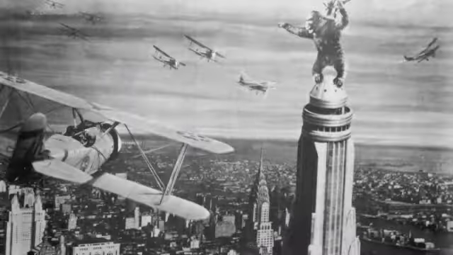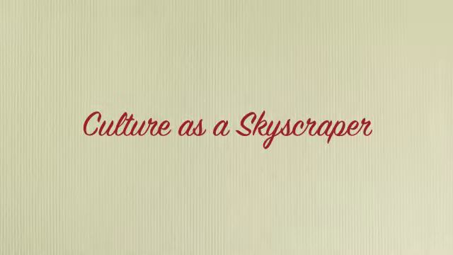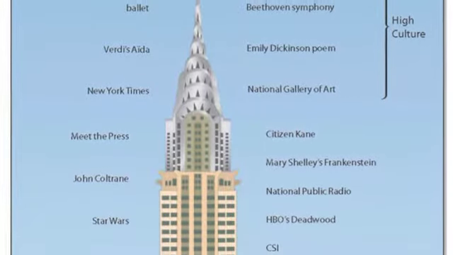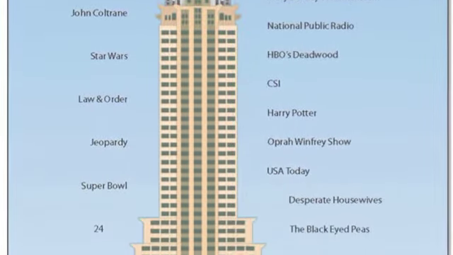Now let's look at contrasting metaphors for the way culture operates in our daily lives. Culture as a hierarchy represented by the skyscraper, and culture as a process represented by the map. The skyscraper model pits high culture against low culture, putting things like Hamlet and the ballet at the top and professional wrestling at the bottom.